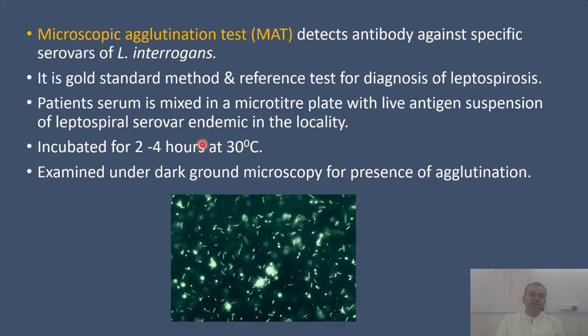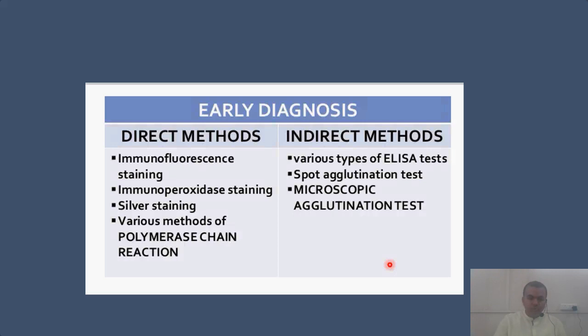30 degrees Celsius will keep it for 2 to 4 hours for incubation, and this has to be examined under dark ground microscopy. Okay, so you have to observe this under the dark ground microscopy. You can see the presence of agglutination. If there is an antigen antibody reaction, definitely they will agglutinate at a particular time. So the presence of agglutination will be detected like this. Here you can see the agglutination, and here single organisms are there. So the presence of agglutination can be seen under the dark ground microscopy.